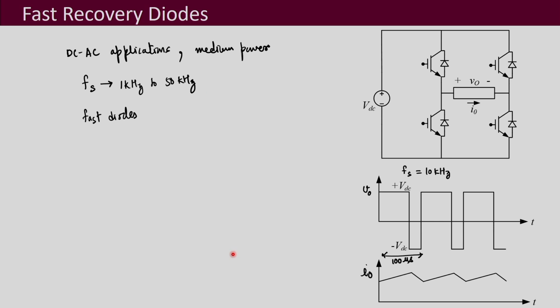So, these are the three main types of diodes which are used in power electronic converters: rectifier diodes, Schottky diodes and fast recovery diodes. Now, I am specifically telling this in terms of power electronic circuits. There are many other types of diodes which we are not discussing here.